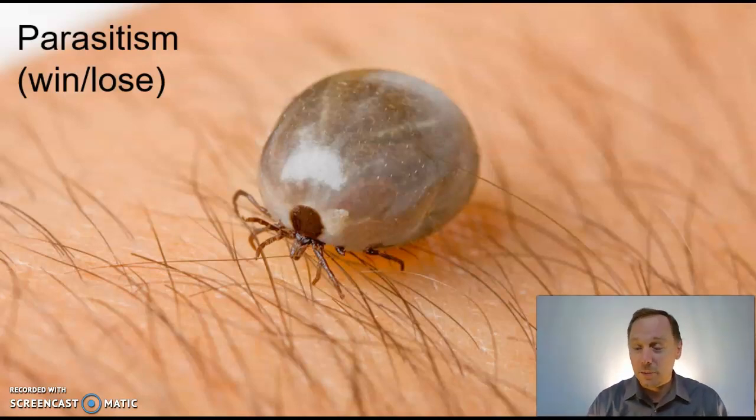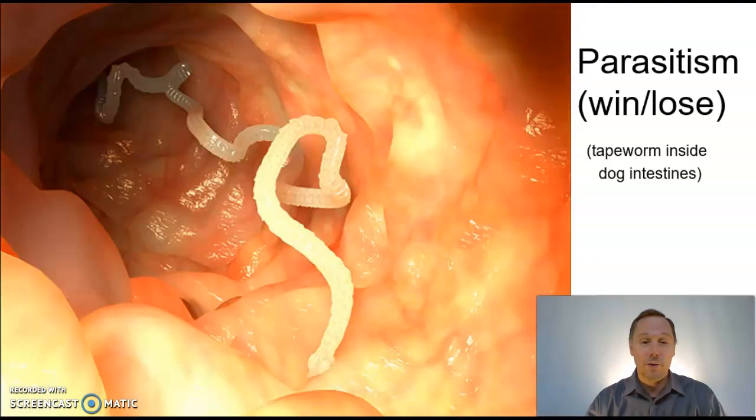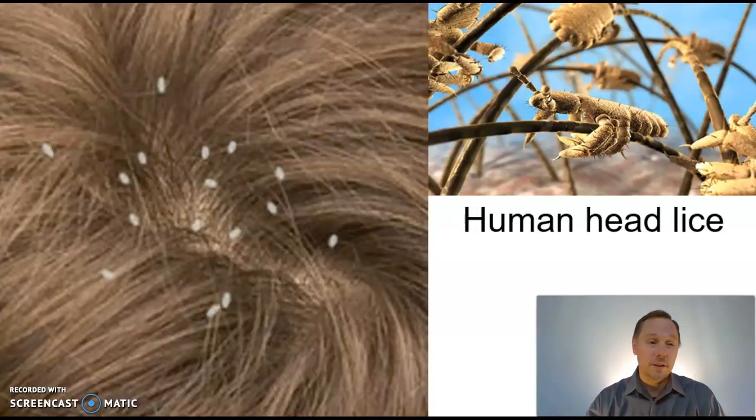This tick is receiving a great nutritious meal of blood from the human, but the human's not too happy about this relationship. This parasitic tapeworm is doing great inside the intestines of this dog, but the dog is not doing so good, right? And of course, head lice. Head lice are getting a great meal out of this relationship, but the human, not so good.